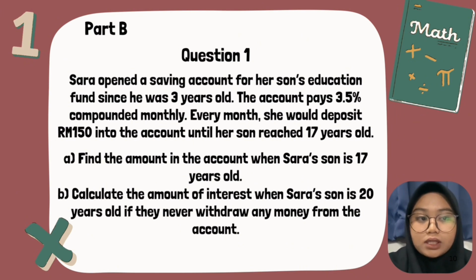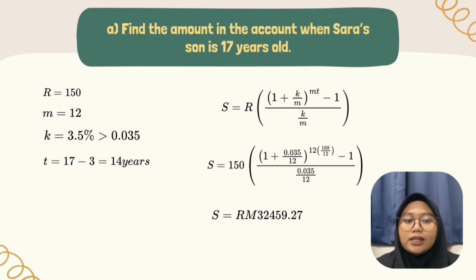Part B, question 1. Sarah opened a saving account for her son's education when he was 3 years old. The account paid 3.5% compounded monthly. Every month, she will deposit RM150 into the account until her son reaches 70 years old. A. Find the amount in the account when Sarah's son is 17 years old. B. Calculate the amount of interest when Sarah's son is 20 years old if they never withdraw any money from the account.